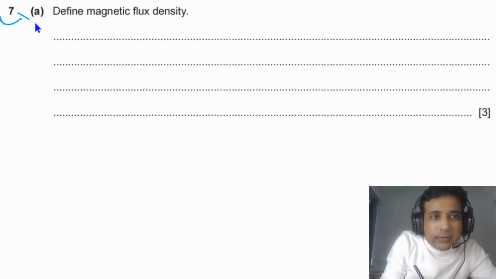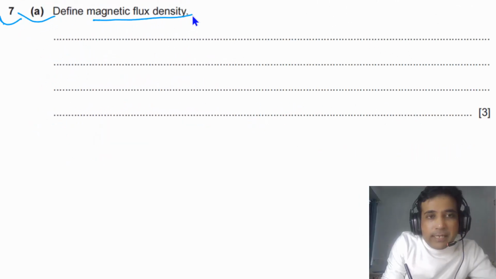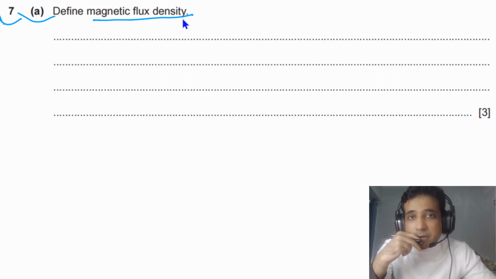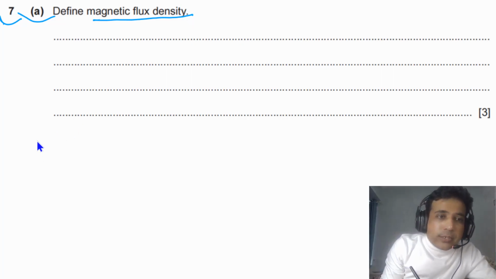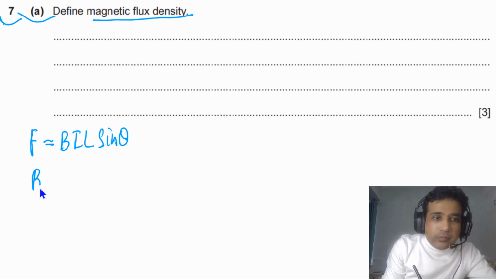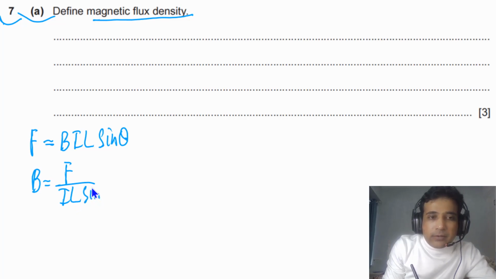For question number 7, part A, we need to define magnetic flux density. And this question is very common in past papers, so you need to understand how to define magnetic flux density in a proper way. So let's try to define this one in a very nice way. So simply we can start with magnetic force. Magnetic force is equal to BIL sine of theta. We need to define magnetic flux density, so we can make B the subject. So we can say B is equal to F over I times L times sine of theta.